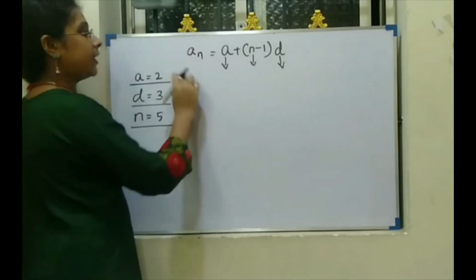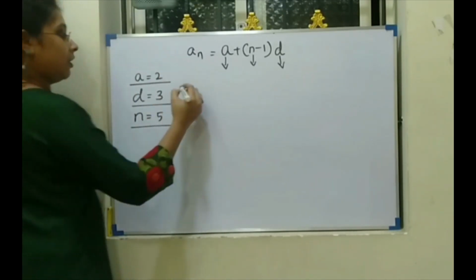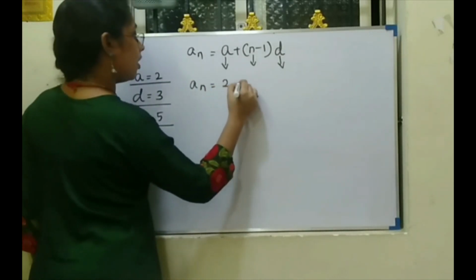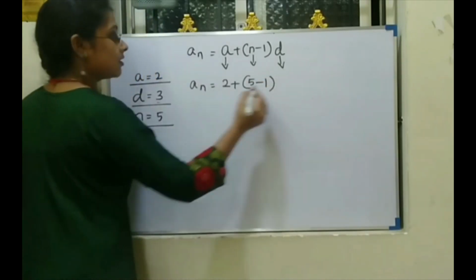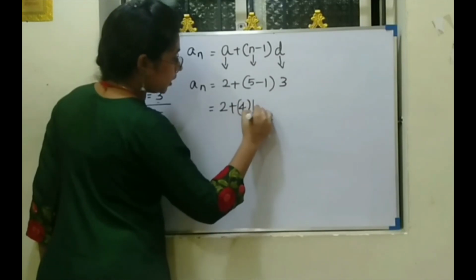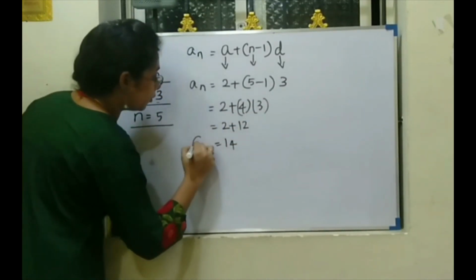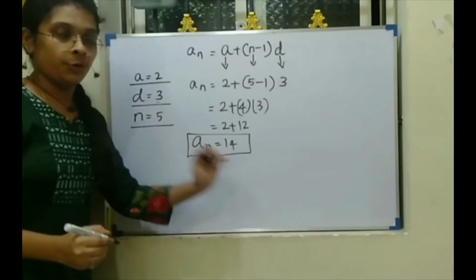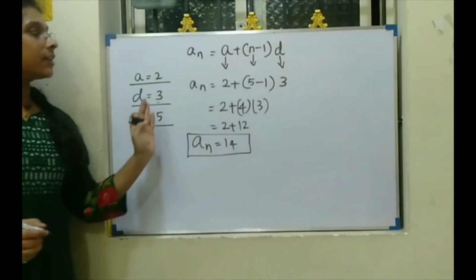So now, how to find the value of the nth term, that is, the value of the last term. An is equal to your first term, which is 2, plus your n, which is 5, minus 1, and your d is equal to 3. Here, 2 plus 4 into 3, 2 plus 12 is equal to 14. Therefore, your nth term, that is the value of an, is equal to 14. The last term of the sequence is 14. So, this is how you will find the value of an.